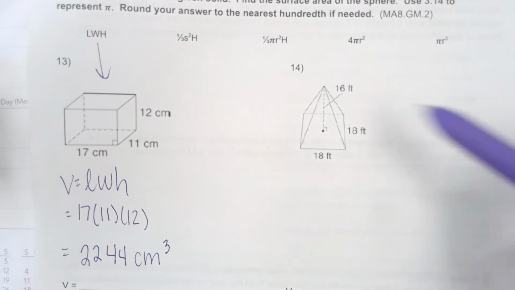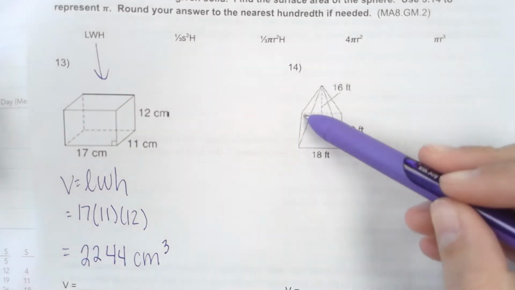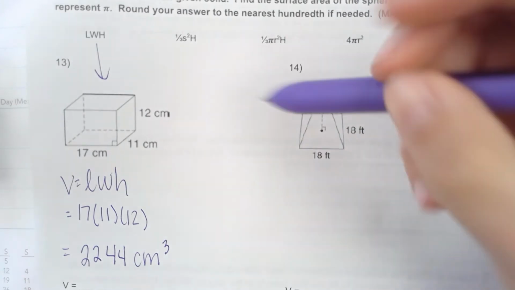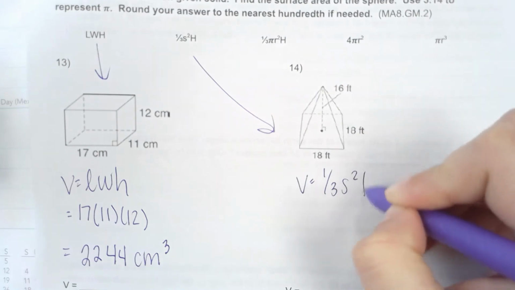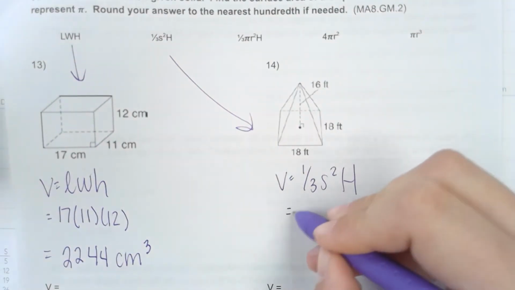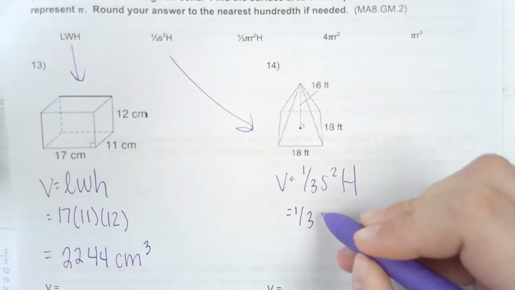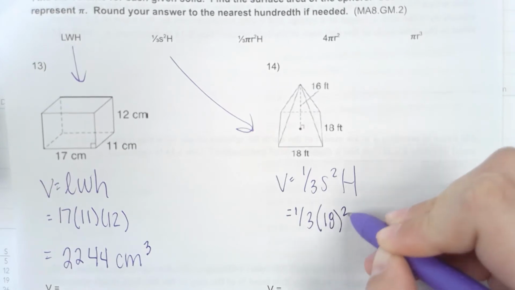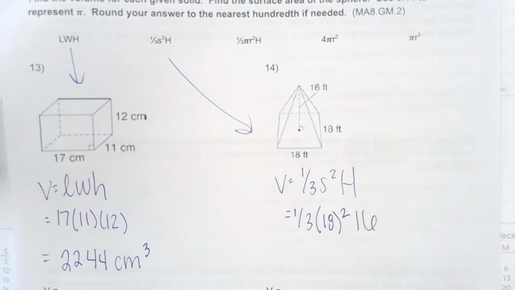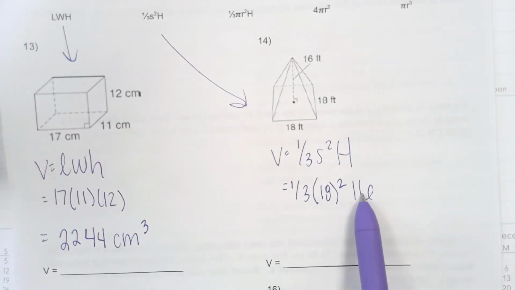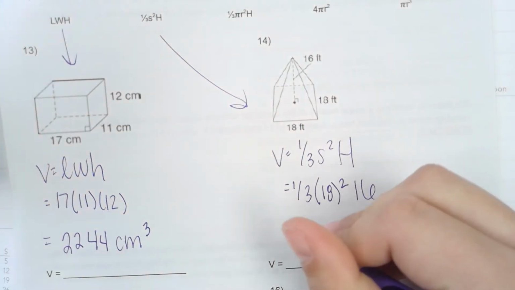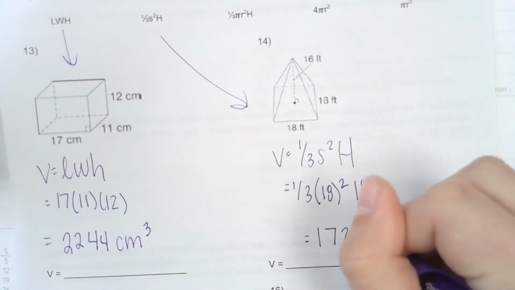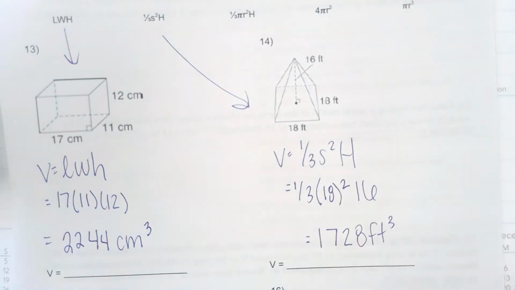All right, next one. So this is a square pyramid, and our square pyramid formula is 1/3 s squared h. S is talking about our sides, so our sides are 18, and then the height of the pyramid is 16. So when you solve this, take 18 squared times 16 and divide it by 3, or multiply it times 1/3, and we get 1,728 cubic feet.